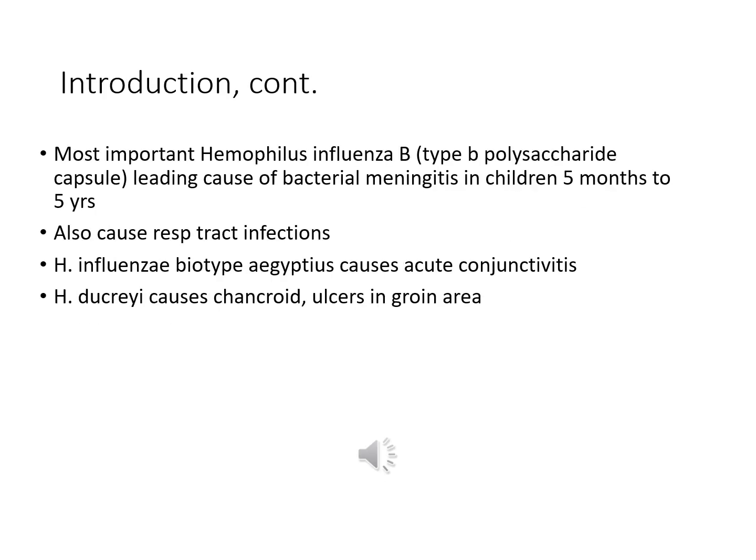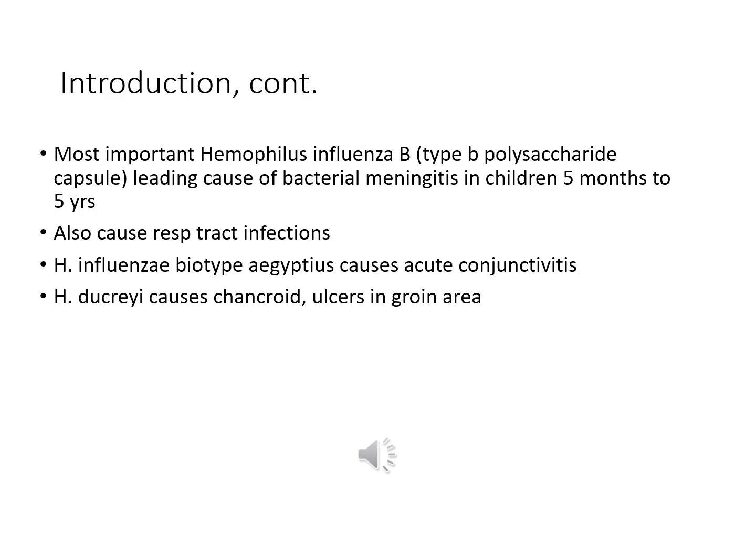Your most important Haemophilus is Haemophilus influenzae group B, or type B polysaccharide capsule. Group B Haemophilus is a leading cause of bacterial meningitis in children 5 months to 5 years of age. So there's actually a vaccine for this, and it's called the Haemophilus influenzae B vaccine. So again, meningitis in children 5 months to 5 years, if not vaccinated for Haemophilus influenzae, also can cause respiratory tract infections.